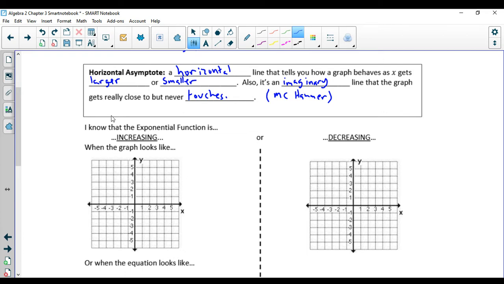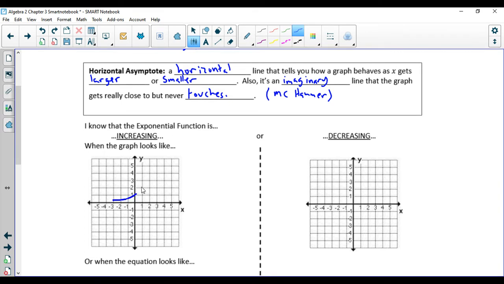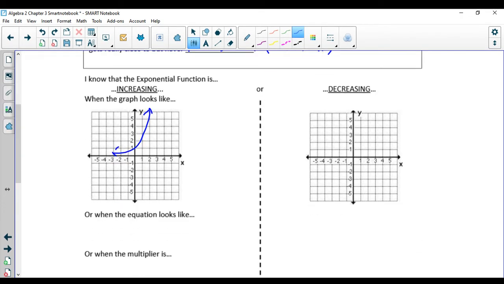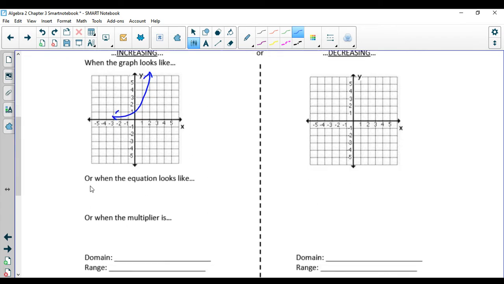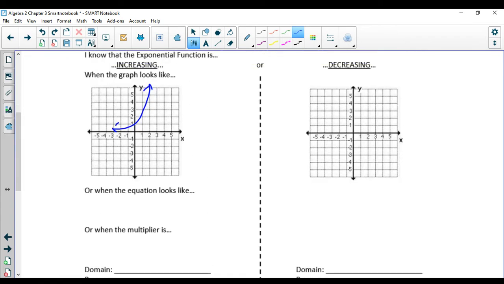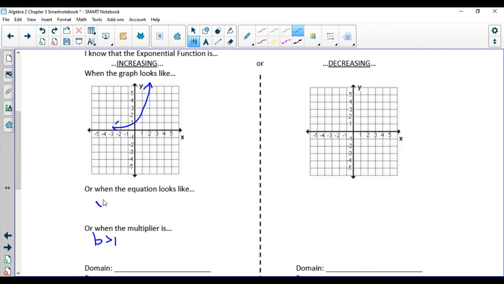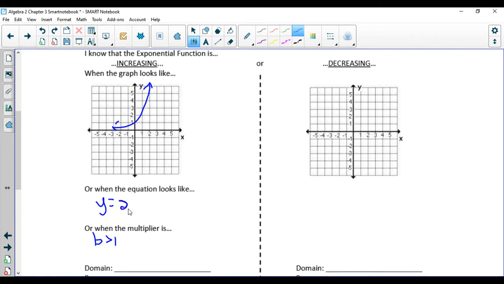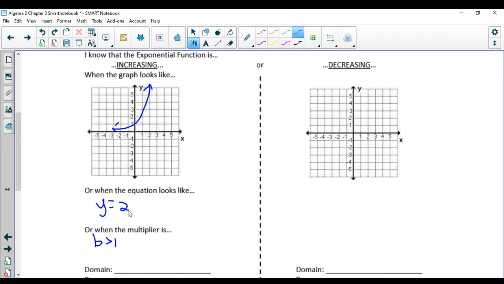All right, so as we keep going here, an increasing exponential would look something like this. We're getting close to that asymptote, the MC Hammer line, but not touching it, and it curves upward. Remember the equation or the multiplier that would cause it to increase is when your multiplier, or your b, is greater than 1. So you can put any number greater than 1 in here. So I'll just do y equals 2 to the x power here.